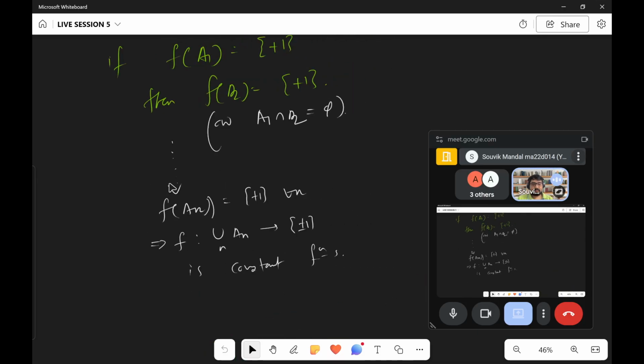Okay, so the last problem tells that if all A_n are connected and the intersection is non-empty, then the union is also connected. So I hope it's clear.